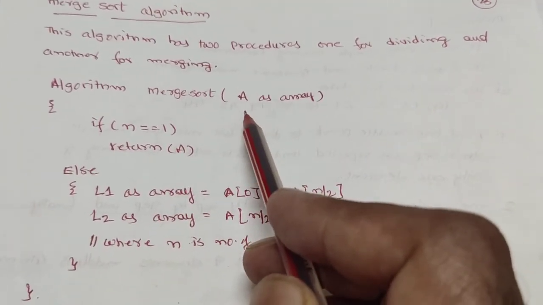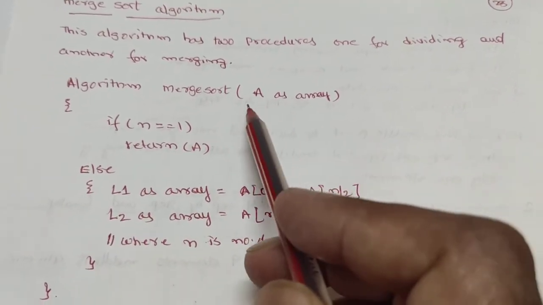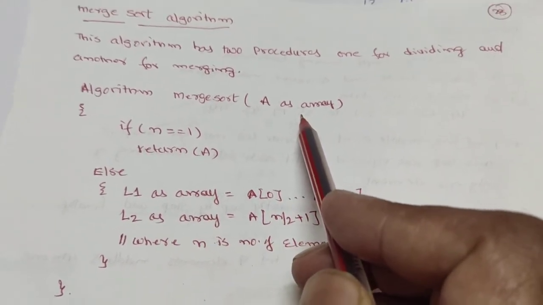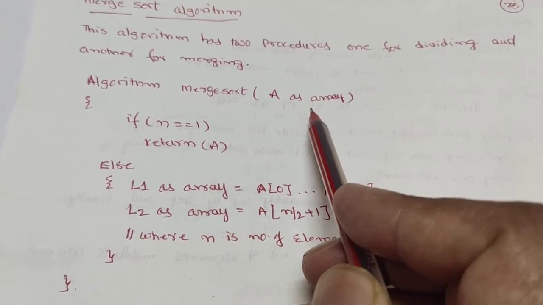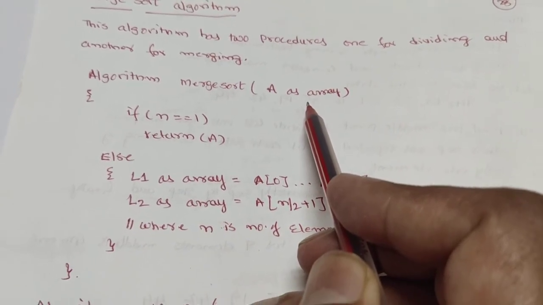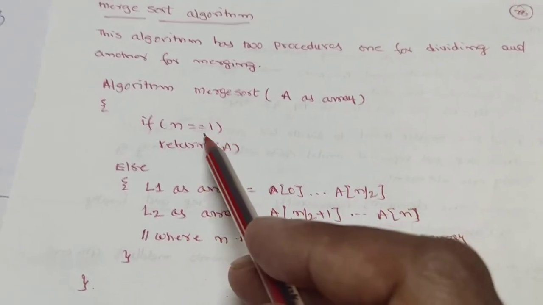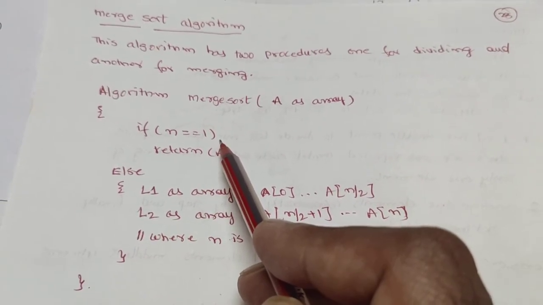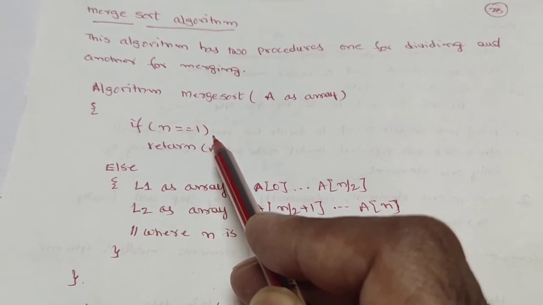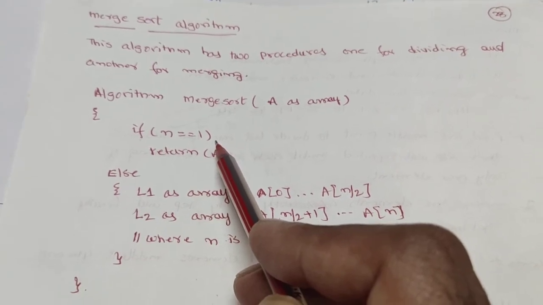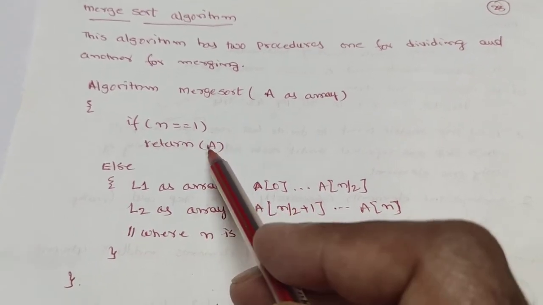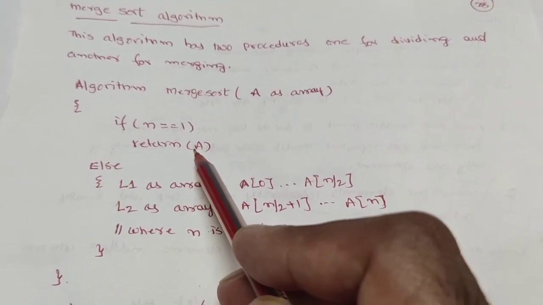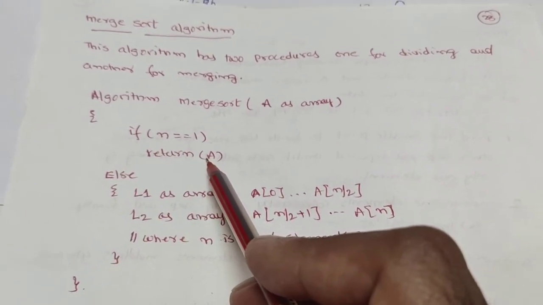And what am I going to supply? I am going to supply A as the array, that is the main list. The list consisting of the total 9 elements I am going to supply to this merge sort algorithm. Suppose n equal to 1. What does n represent? The n represents the total number of elements within the list. Suppose only one element is there, it will return. Where will it return? To the merge algorithm. We will look at the merge algorithm below.